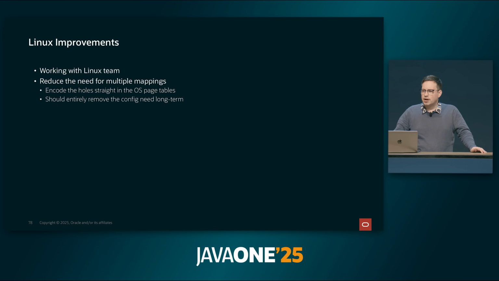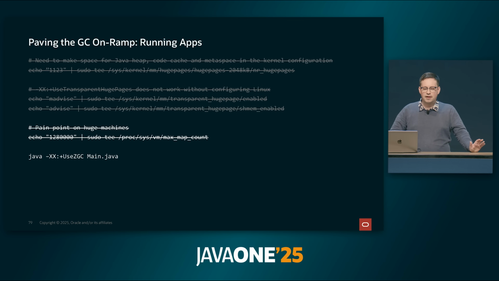But we're not stopping there. We're also collaborating with the Linux team to try and get this solved once and for all, and get to a point where the entire heap can use a single mapping, and the holes in the memory can be encoded straight in the page table in the kernel. And that will really alleviate this problem entirely. And then finally, we can get rid of the need for the users to ever deal with this Linux configuration file.